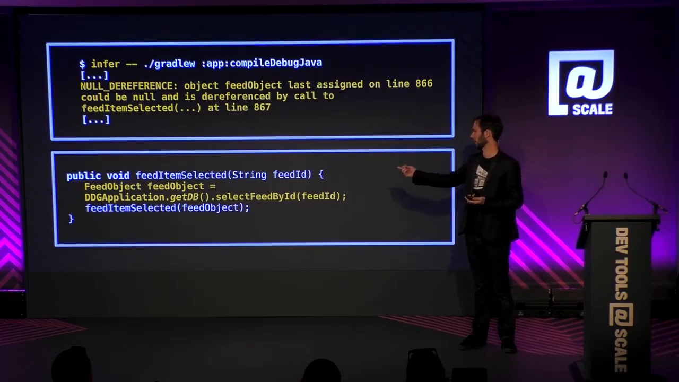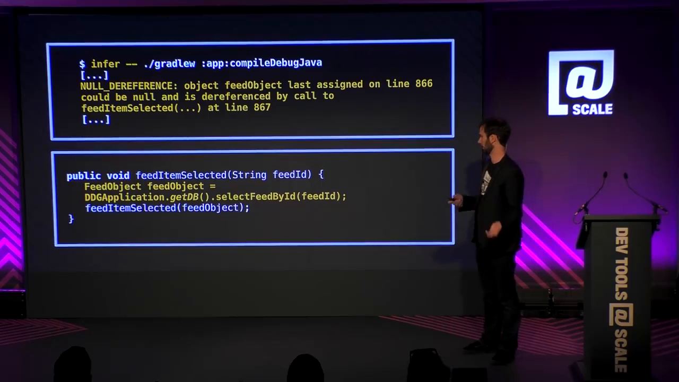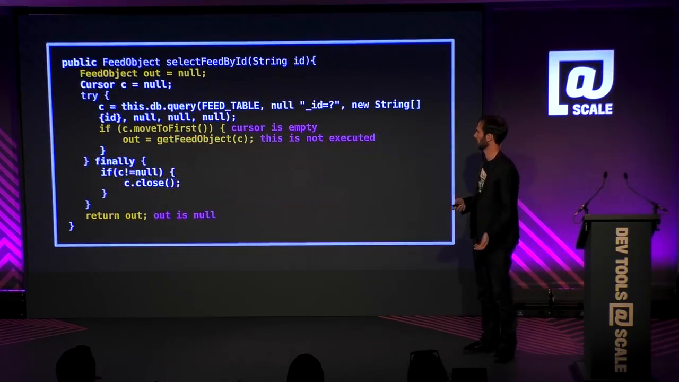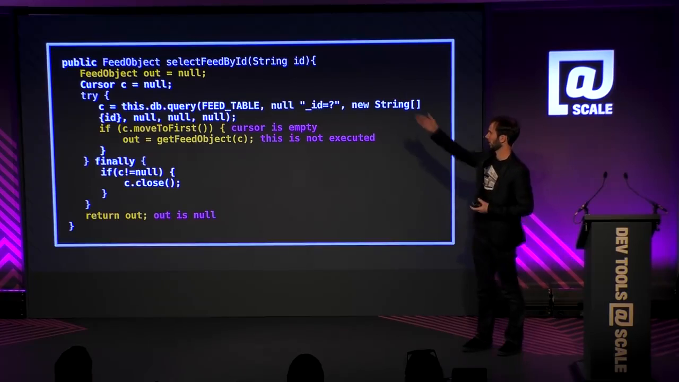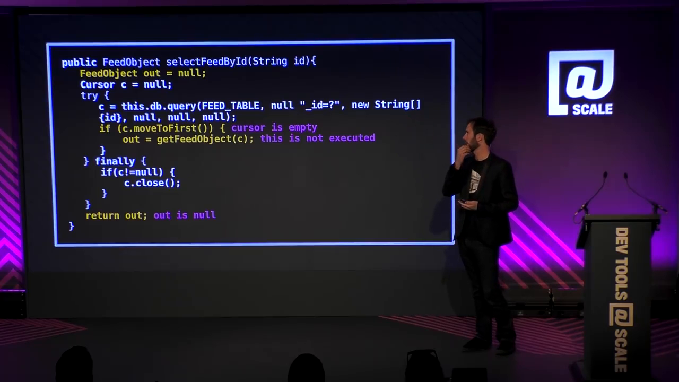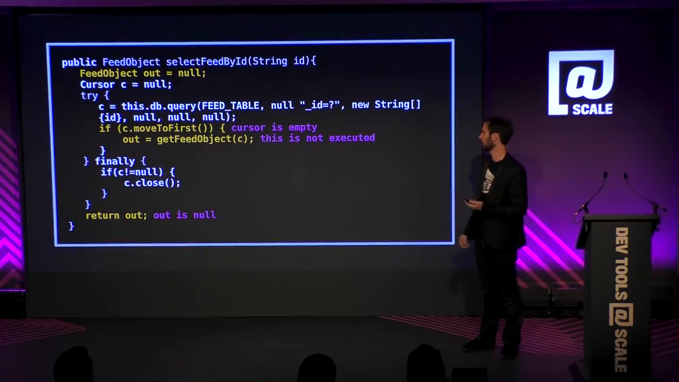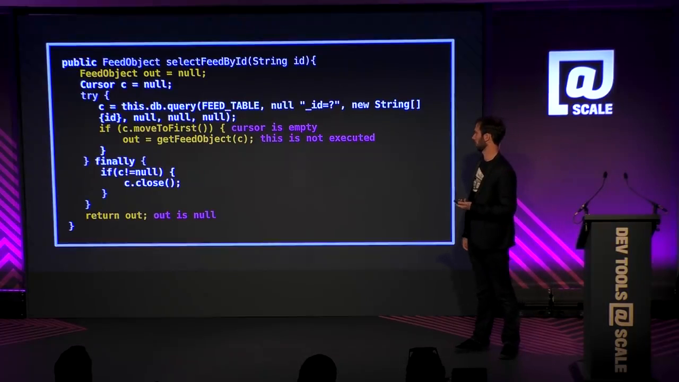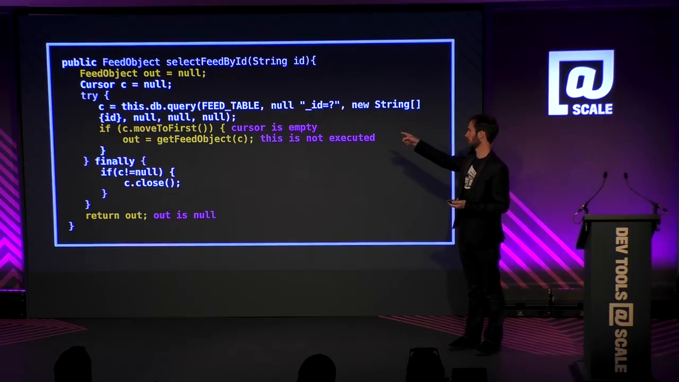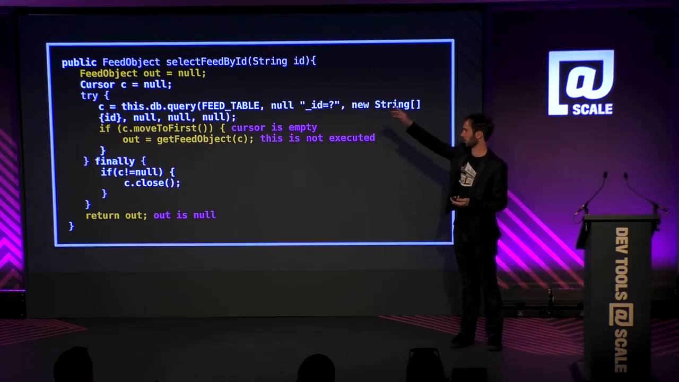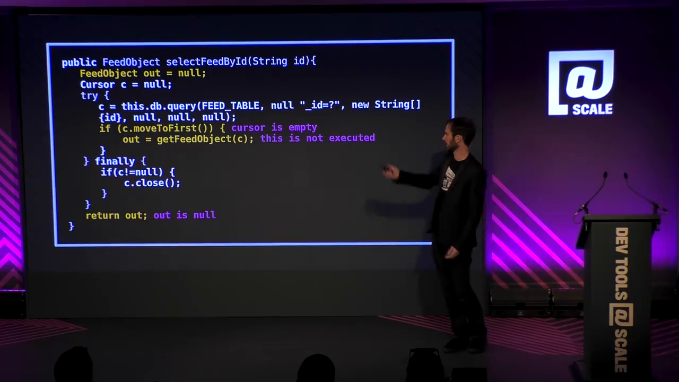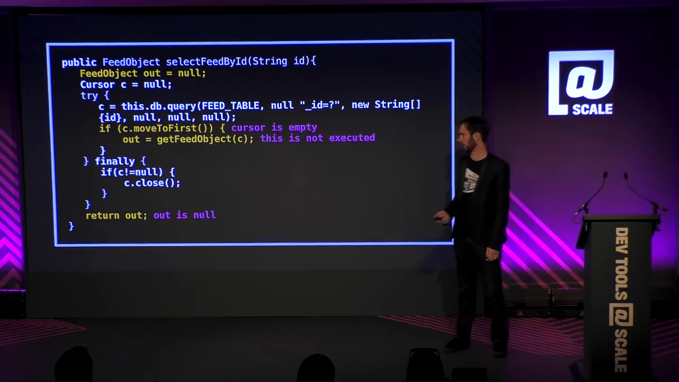So this feed object is allocated by this call, and that's located somewhere else, and Infer analyzed it and figured out that it could return null. So if we go there to look at it, we see that initially it initializes the feed object to null, and then a bunch of things happen, but it could be that the cursor is empty and we never get to the line that changes the feed object to something else. And if that's the case, then we return null at the end.